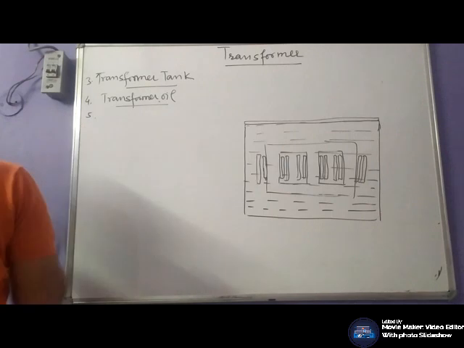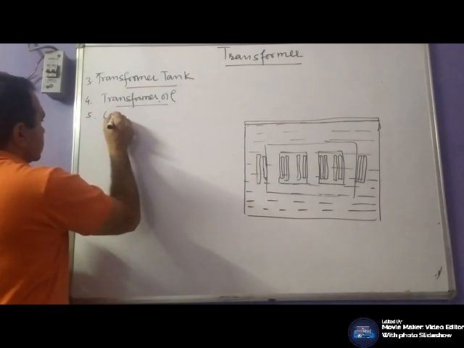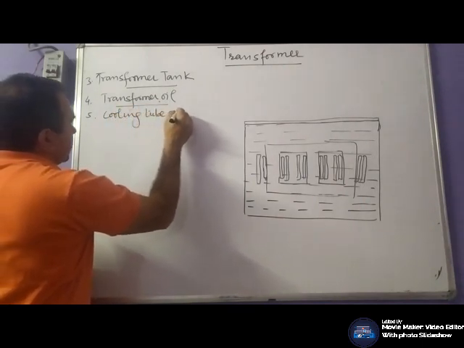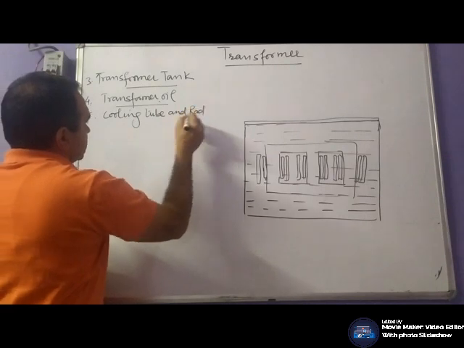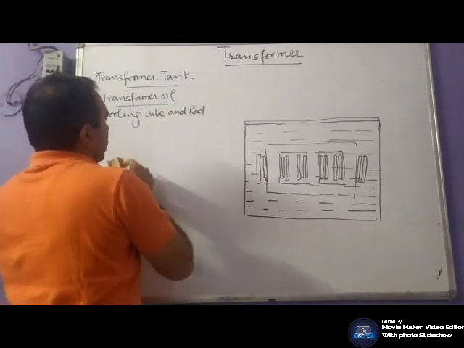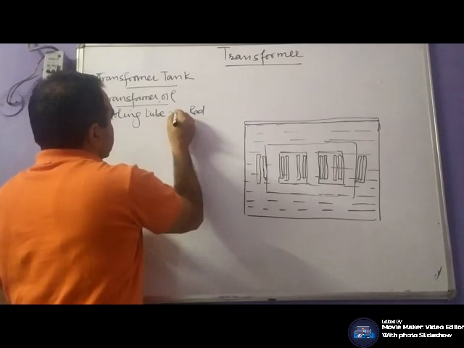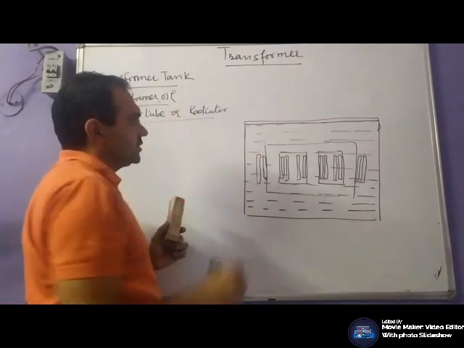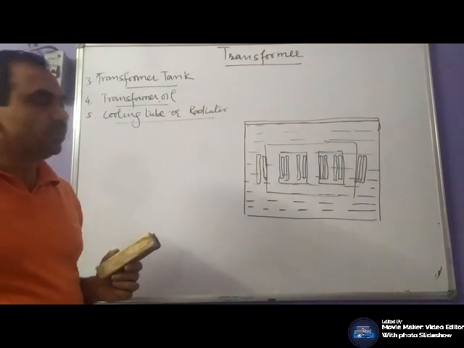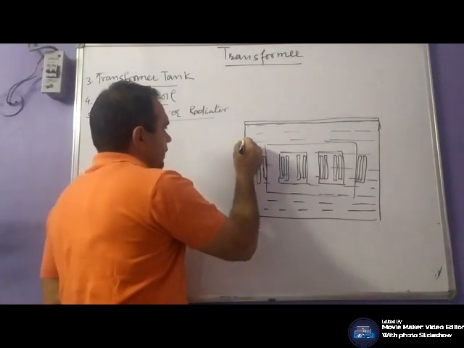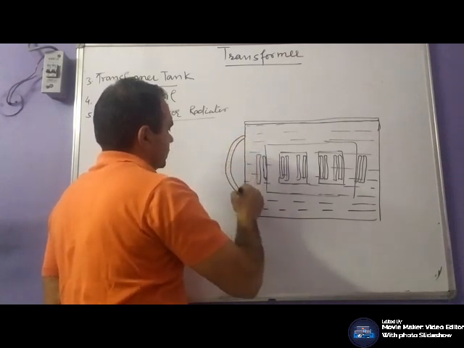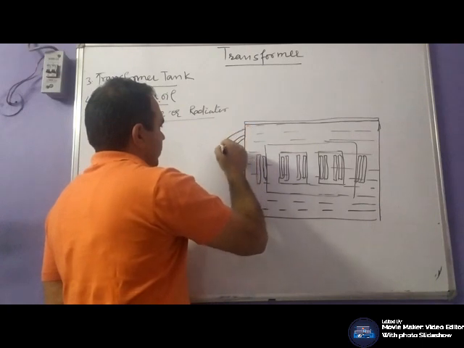Fifth part is cooling tubes and radiators. In a power transformer, you will generally see tubes around the tank.